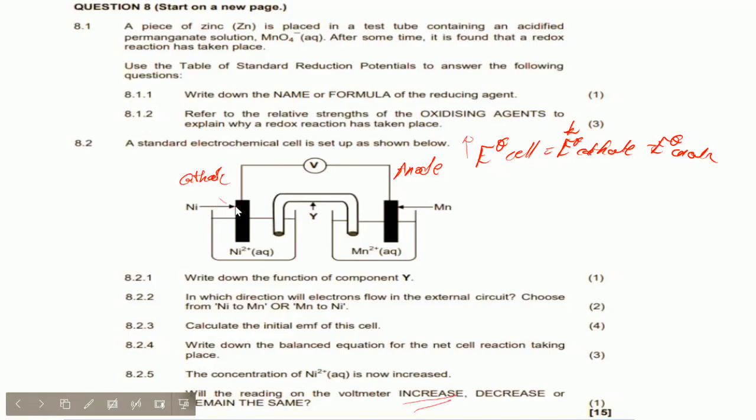So if we are increasing the concentration on the cathode side, then we expect an increase in voltmeter reading. But if we were increasing the concentration on the anode side, from this one, you can simply tell that if the anode goes up, then this negatively impacts the E cell. So the E cell will have to go down, right? So that means if we increase on the anode side, the voltmeter reading becomes lower, it decreases. But if we increase on the cathode side, the E cell increases. So that's what you need to know when it comes to these questions. Then the answer is increase.